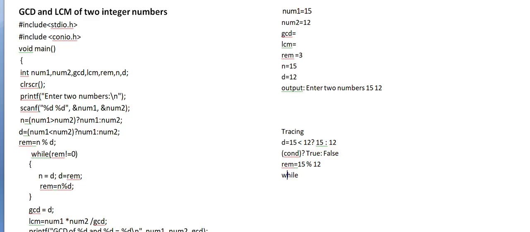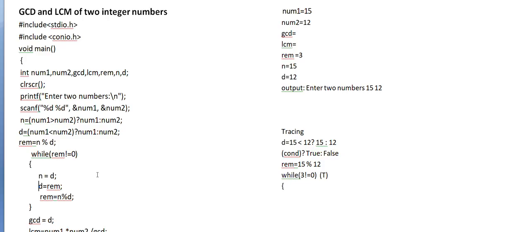So while, it should be in small letters itself. While remainder, that is 3, is not equal to 0. 3 is not equal to 0, so the condition becomes true. When the condition becomes true, it enters the while loop. So while loop entry ಆಗುತ್ತೆ. So while loop entry ಆದ ತಕ್ಷಣ ಏನಿದೆ, while loop consists of n equals d.